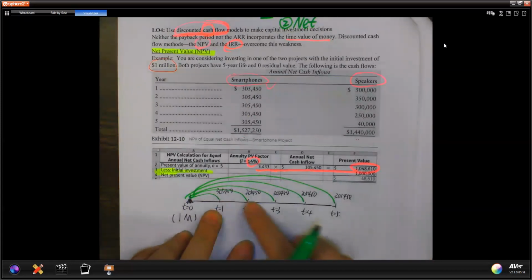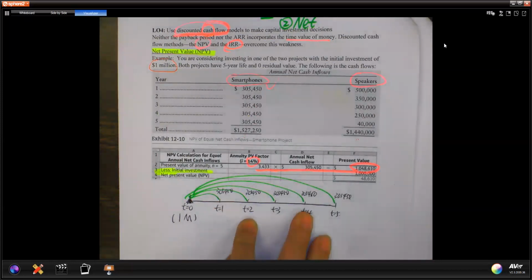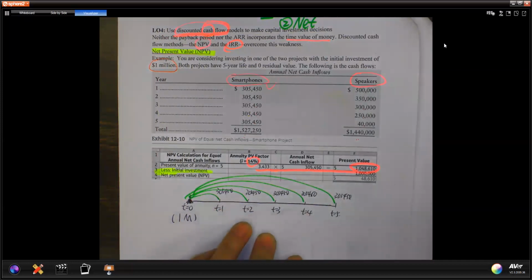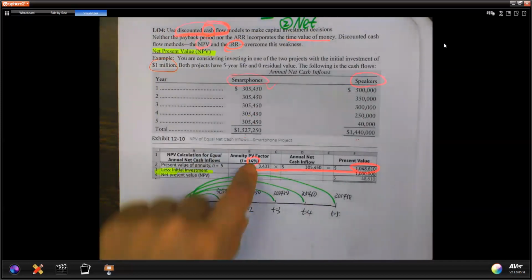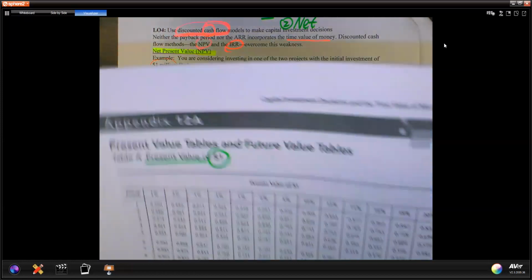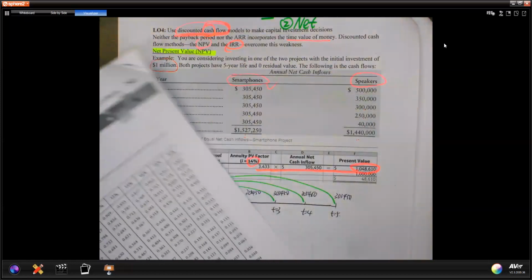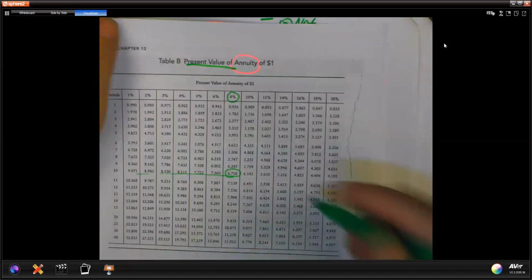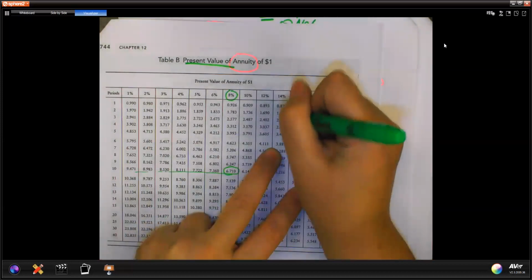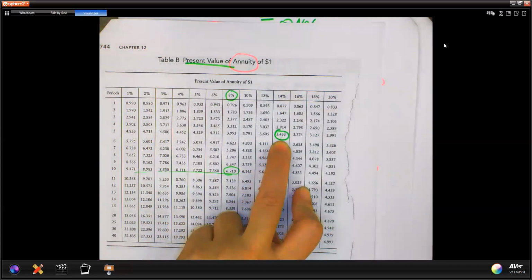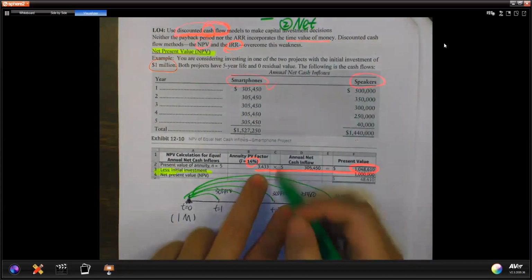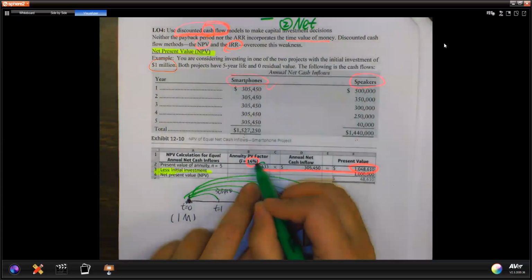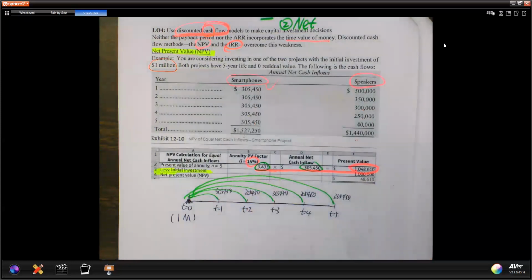How do we get the discount? We look at the annuity table. Rate is 14%, 5 years. So we look at our annuity, 14%, 5 years. Discount factor 3.433. So it's your 3.433 times your every year cash flow 305,450.